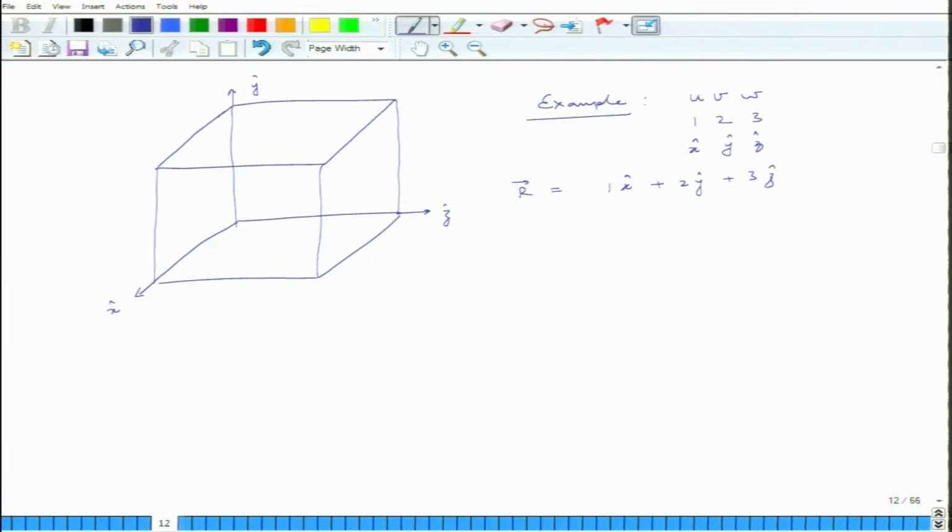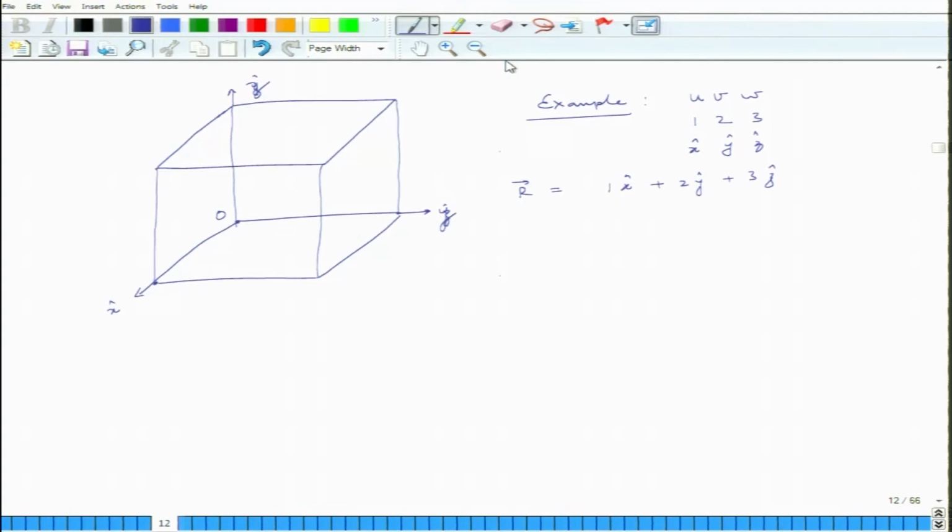The problem is, if you want to draw in this fashion, you will have to go once. So, this is origin, let us say O, you will have 1 here, then you will have to go 2 steps along Y, sorry, this was Y, this was Z, and then you will have to go 3 steps, 1, 2, 3. So, you will go out of the unit cell.